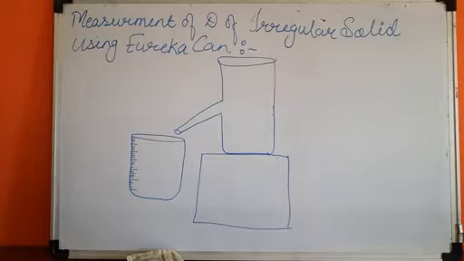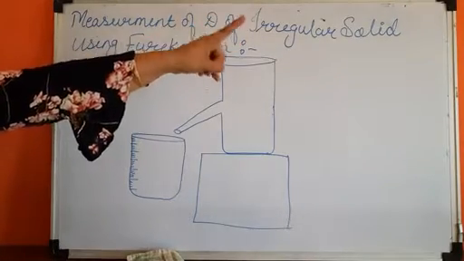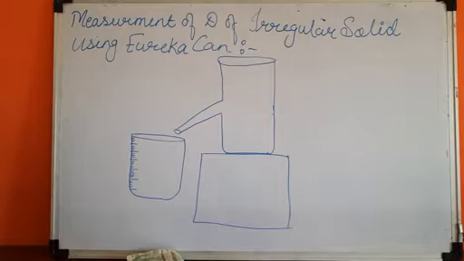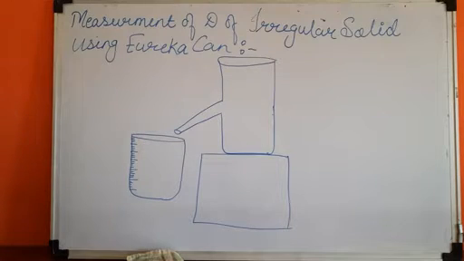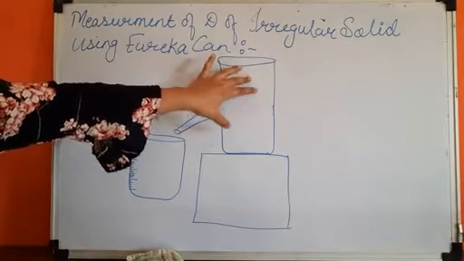Measurement of density of an irregular solid using Eureka can. Here D stands for density. The density of an irregular solid we have to determine. Again we know the formula that density is equal to mass upon volume. We have to determine the mass and the volume of the irregular solid, put those values in the formula and we can get the density. Here we have to use Eureka can. This is Eureka can.